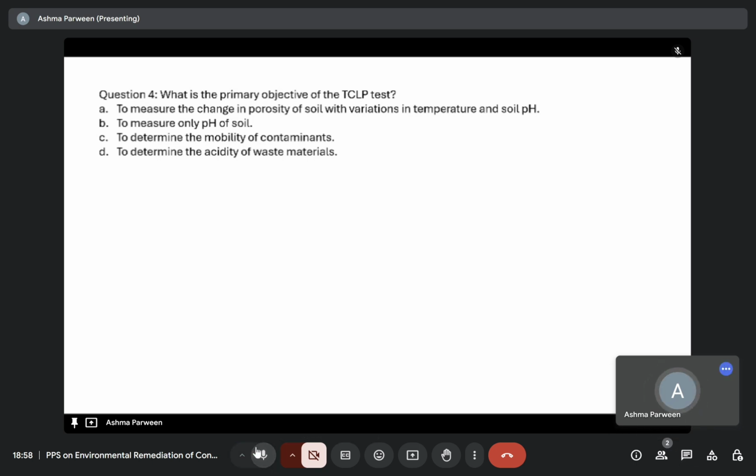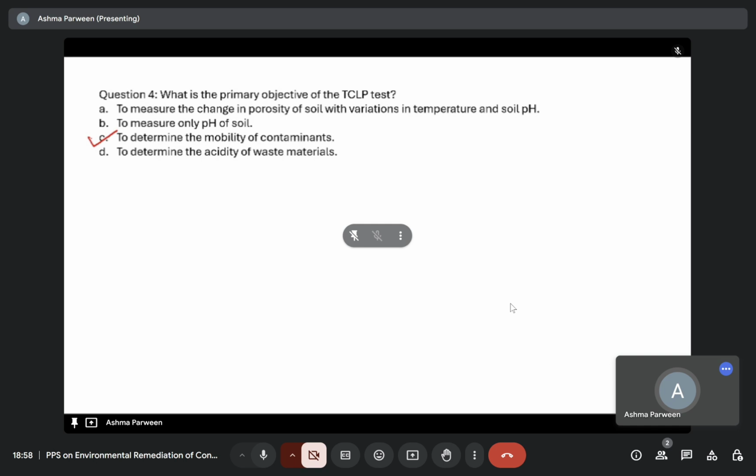So let's see which is the correct option. The TCLP test is to find out the mobility of contaminants. So first option, that it is used to find porosity of soil with variation in temperature and soil pH, is incorrect. Second option, to measure only pH of soil, is also incorrect. And the third option, which is to determine the mobility of contaminants, this one is the correct. And the last option, which is to determine the acidity of waste material, is also incorrect. So C is the correct answer.